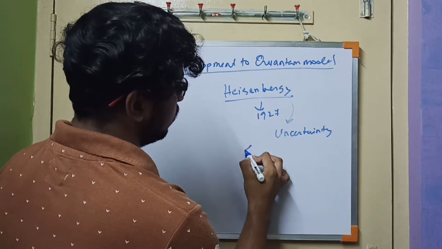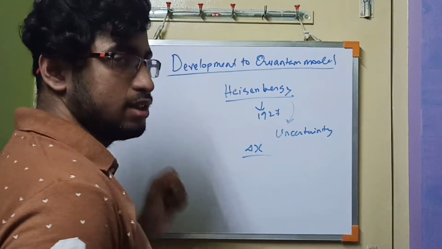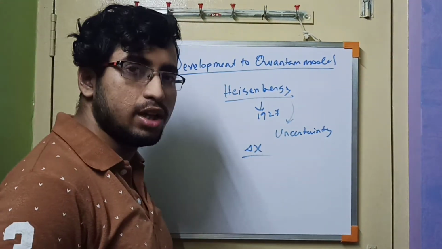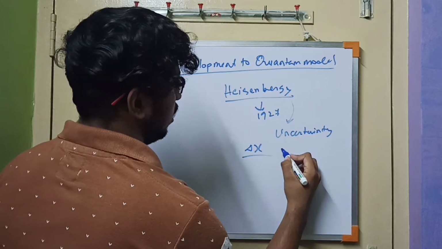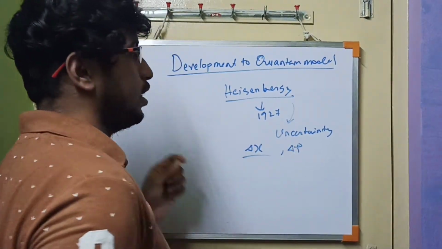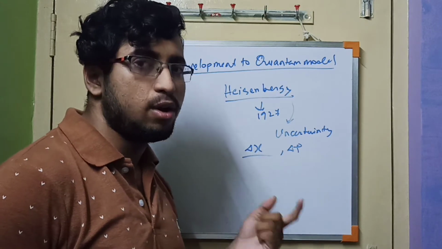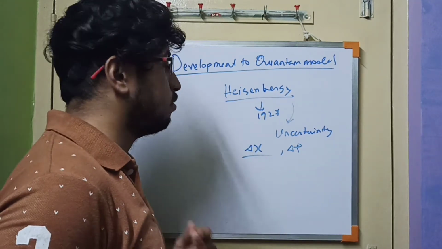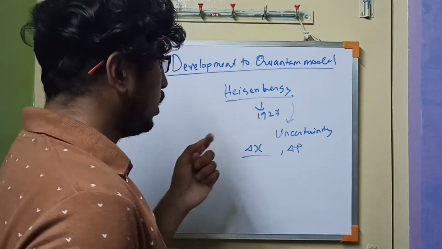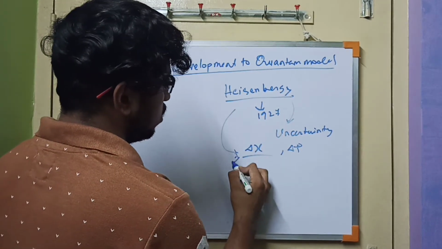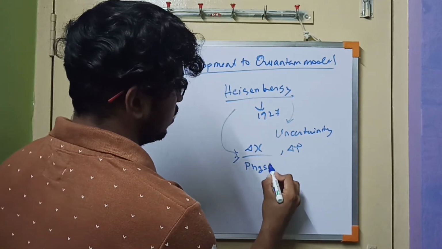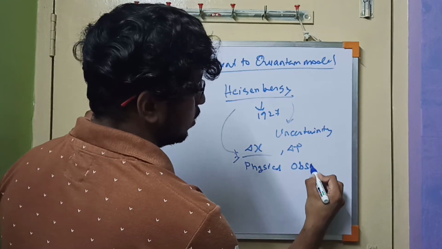We cannot calculate the uncertainty of position, that is delta x, and the uncertainty of momentum, that is delta p, as well as the velocity, which is inbuilt here. We cannot estimate the values simultaneously. It was previously confused with the physics observer effect.